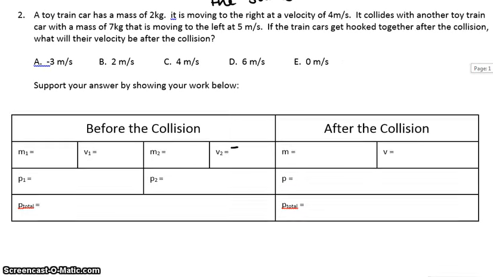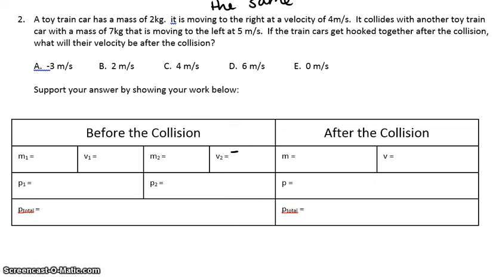Okay, so here's our second question. A toy train car has a mass of 2 kilograms, is moving to the right at a velocity of 4 meters per second. It collides with another toy train car that has a mass of 7 kilograms, moving to the left at 5 meters per second. Okay, so we had 2 kilograms and 7 kilograms.